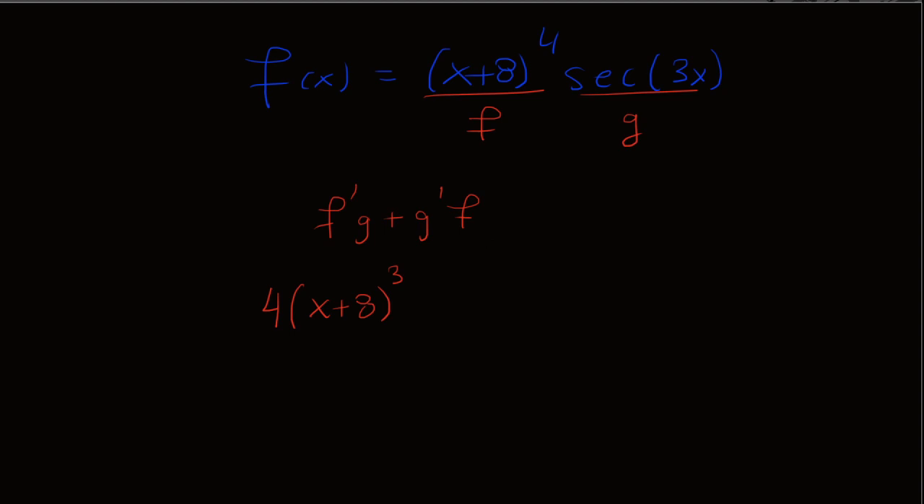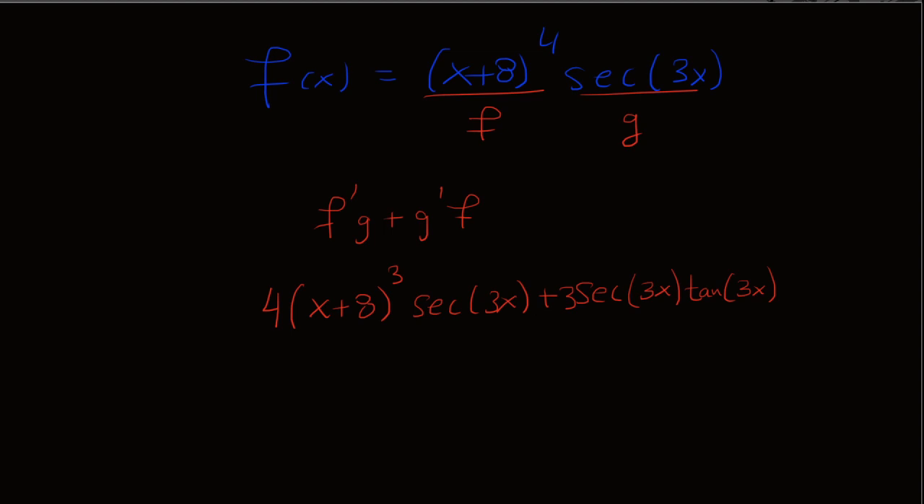So the derivative of x plus 8 will just be 1. And then times g, which is secant 3x, plus the derivative of secant 3x. Here we have to do the chain rule. So always start with the outside function. The derivative of secant is secant tangent. You always leave the inside the same, inside referring to whatever's inside the parentheses. So we're going to have 3x. And then you want to multiply it by the derivative of the inside. So the derivative of 3x is 3.